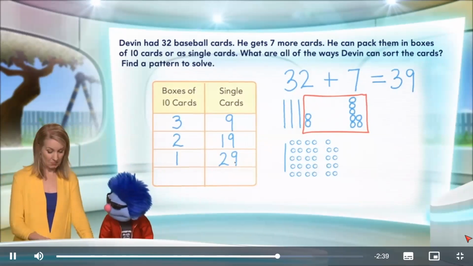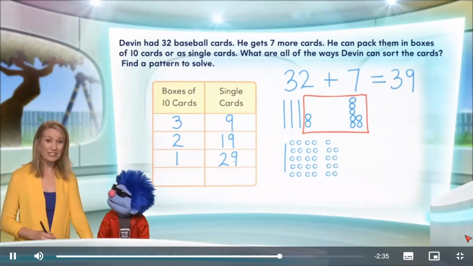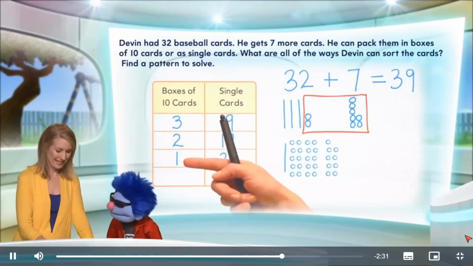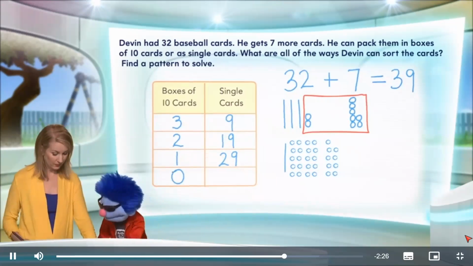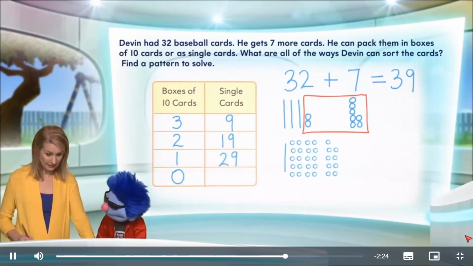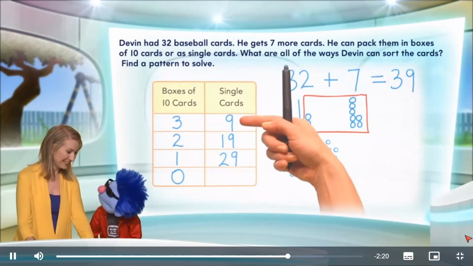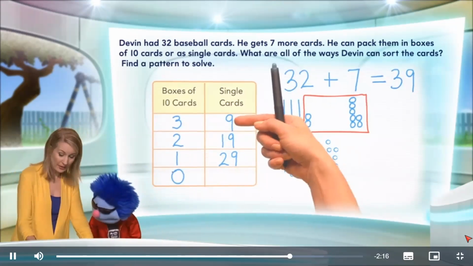Finally, what's the last possibility? Well, he doesn't use any boxes. That's right. And do you see a pattern here? 3, 2, 1, zero. Good job. No boxes. Now, look at the other side. Is there a pattern there? Oh, yes. Take a look at the pattern. What's the pattern?